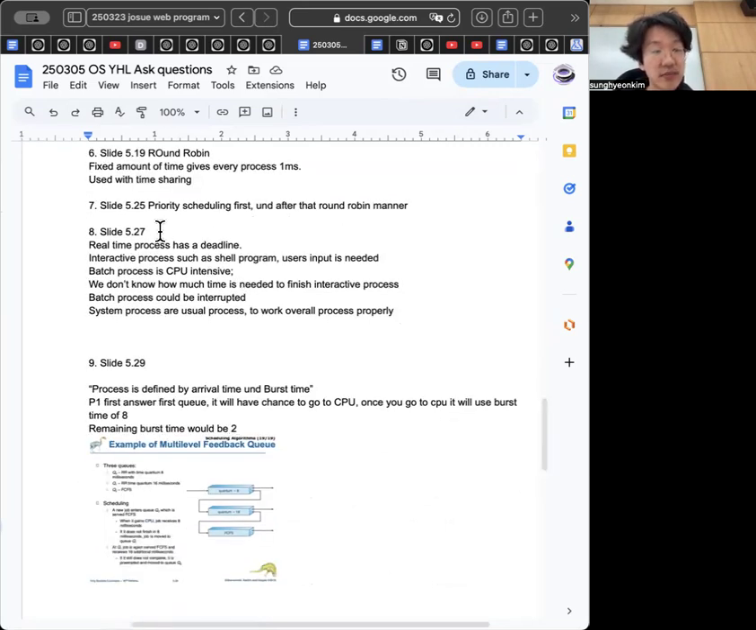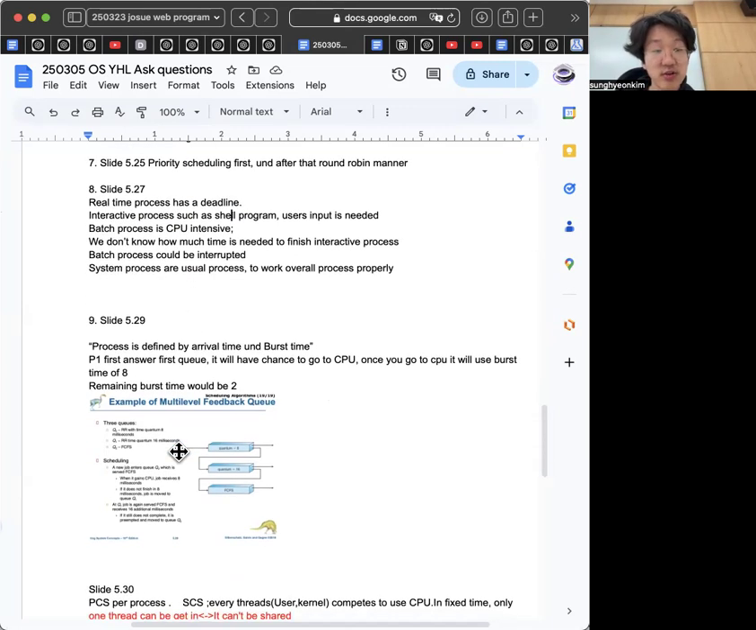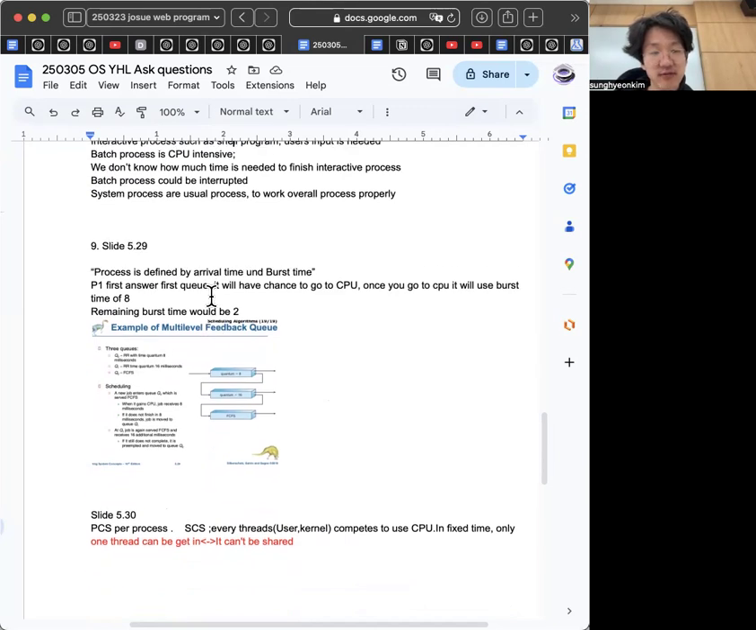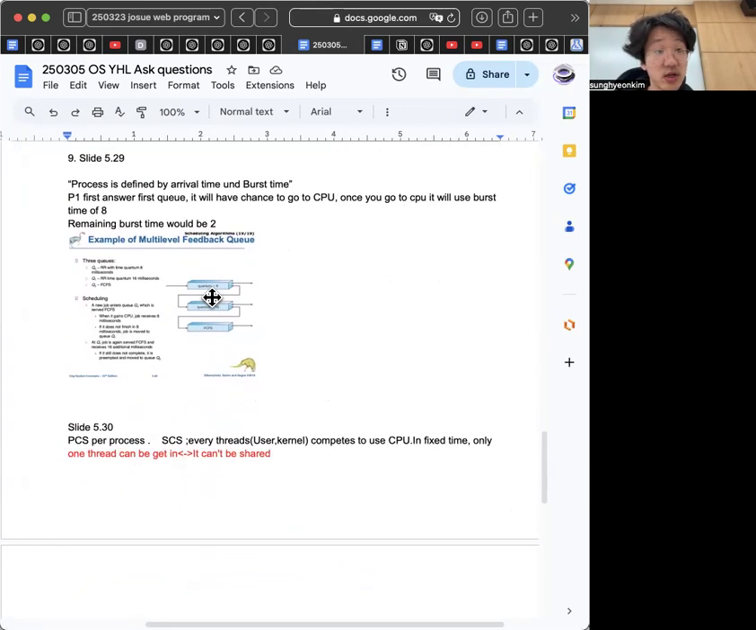For the differences between real-time process, interactive process, batch process and system process: a real-time process has a deadline, an interactive process is such as a shell program that usually needs input, and system processes are usual processes to make the system work properly. So real-time and system processes have high priority, and the batch process has the lowest priority because we don't know how much time is needed to finish it. So we do the batch process after other things are finished. Batch processes could be interrupted also.